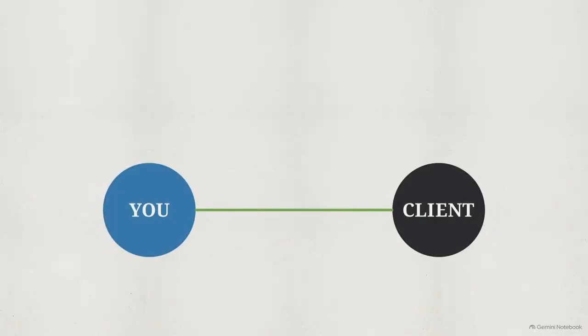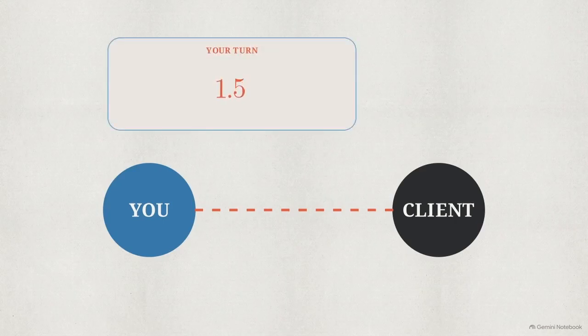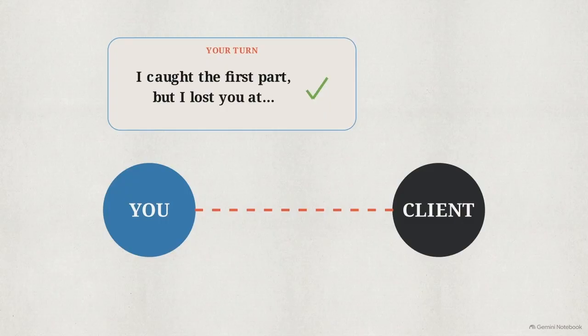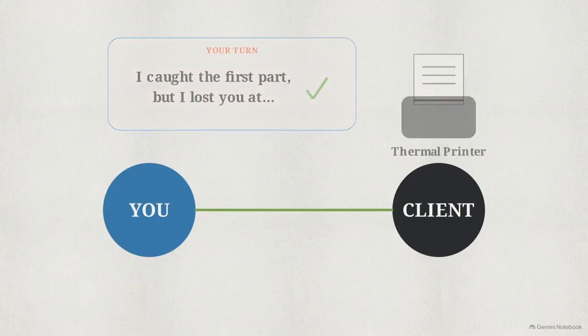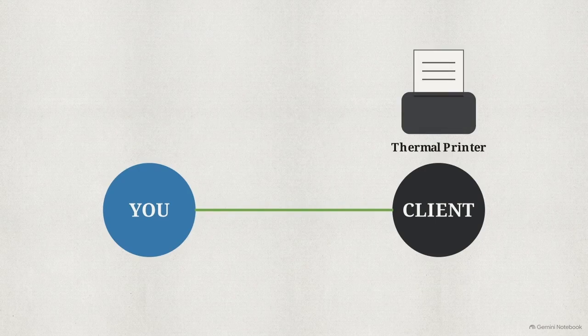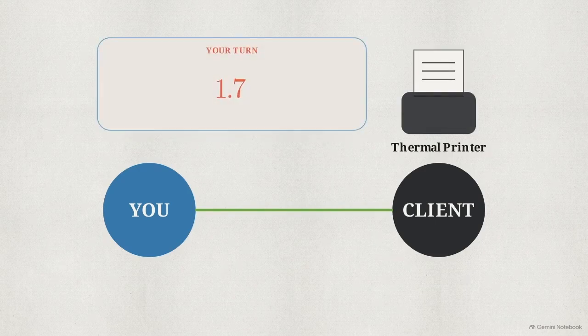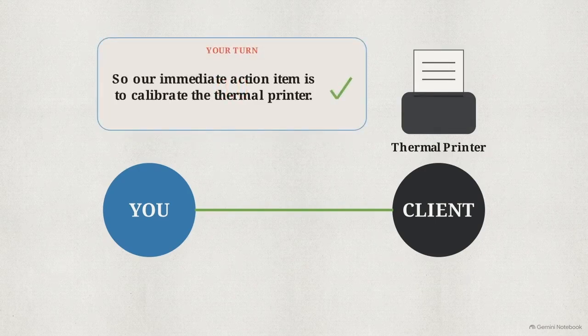Let's combine these. You are on a call with a client, and their audio cuts out as they explain an equipment failure. Speak the mitigation phrase aloud now. You should have said, I caught the first part, but I lost you at. Now the audio is back. Follow up with the summary phrase to confirm the thermal printer fix aloud. So our immediate action item is to calibrate the thermal printer.